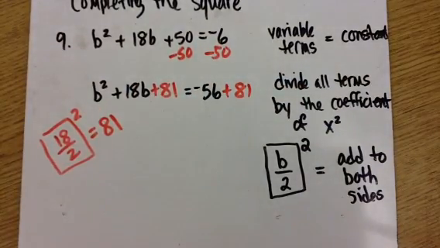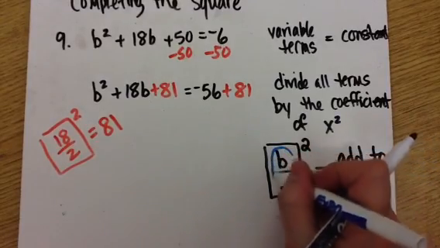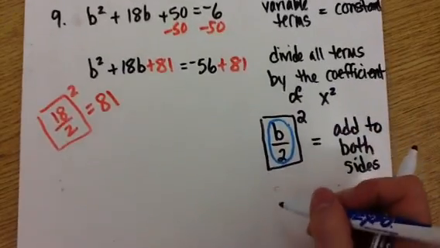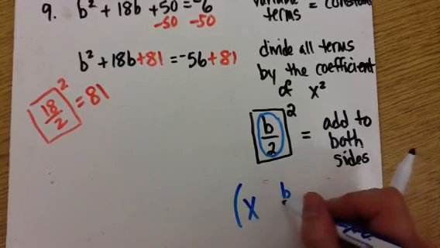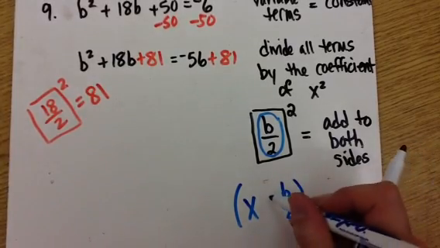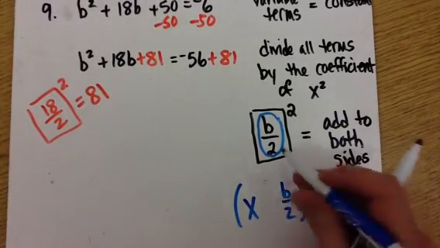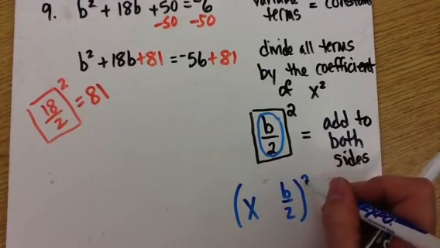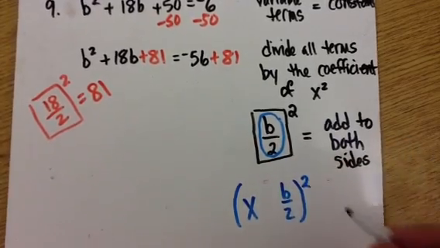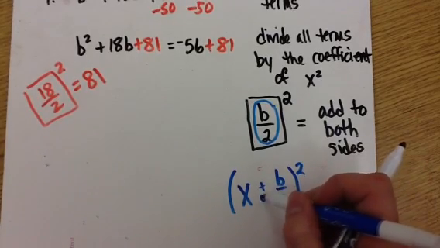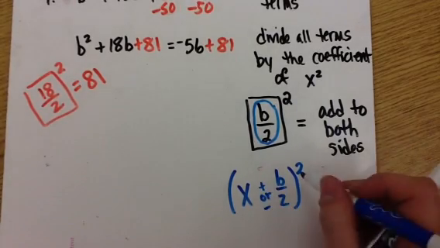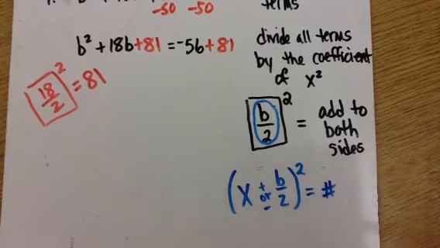And then I'm going to use this b over 2 to factor. So I'll factor the left side into x, and then whatever b over 2 is, if it's positive, it'll be plus b over 2. If it's negative, it'll be minus b over 2. So x plus or minus b over 2 squared equals whatever your number was.